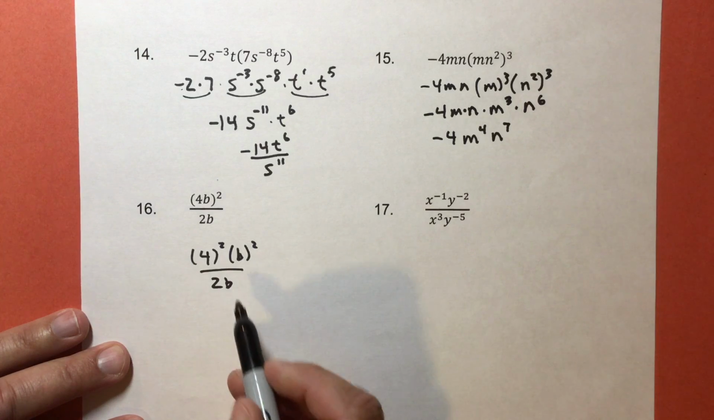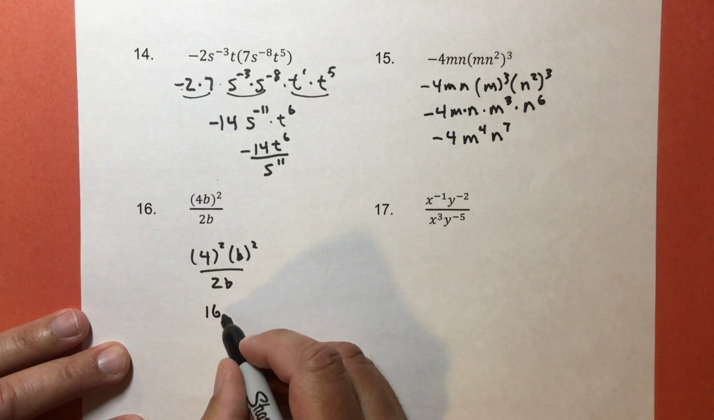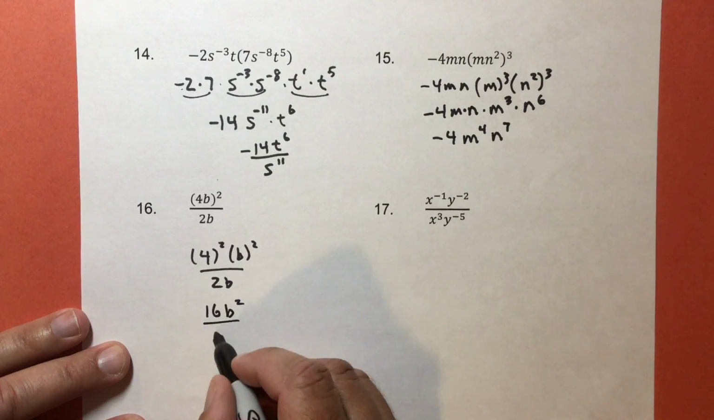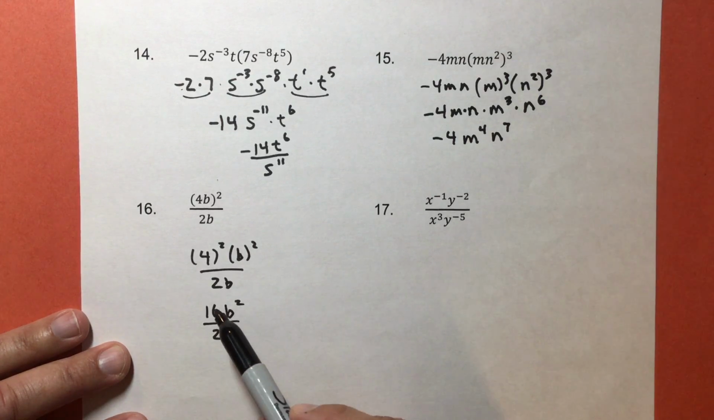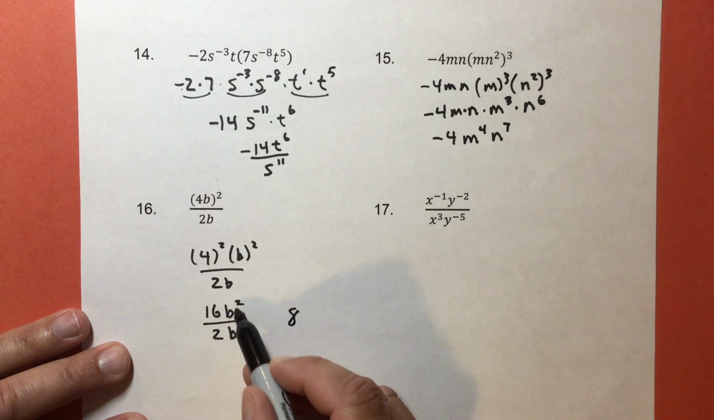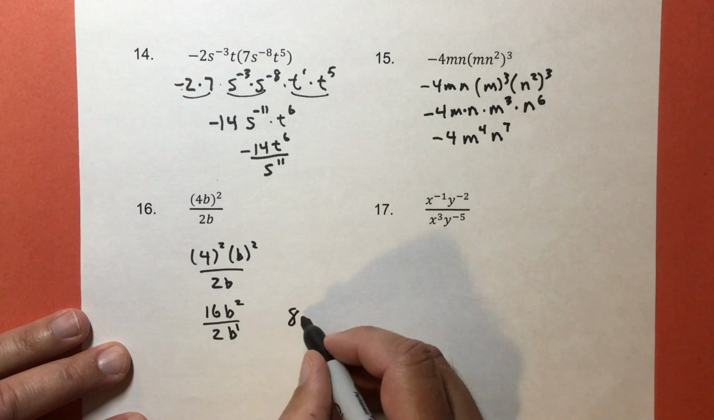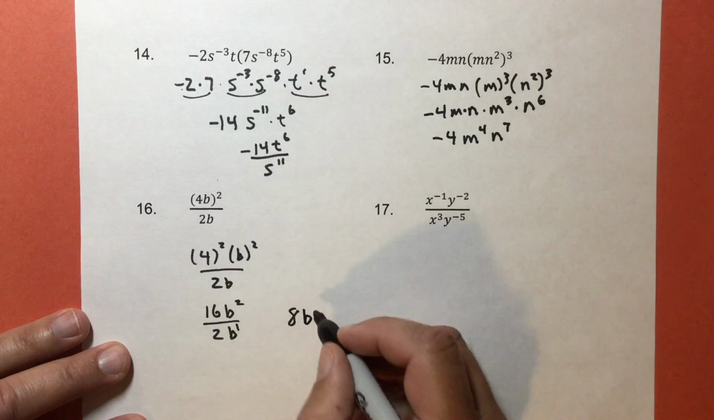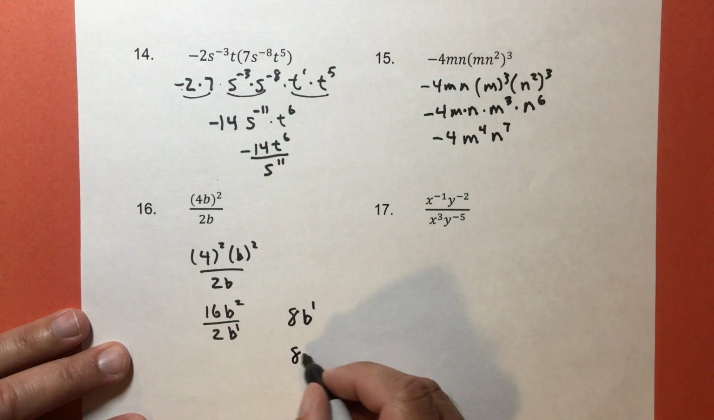All right. This is going to be 4 squared, which is 16. This is b squared all over 2b. Now, before we're done, let's simplify. 16 divided by 2 equals 8. And b to the 2nd divided by b, 2 minus 1, because the exponent is 1, is just 1. So I just get b. If you want to write b to the 1st power, I'm cool. Or you can just write 8b.